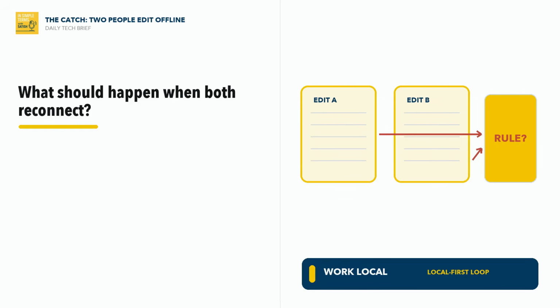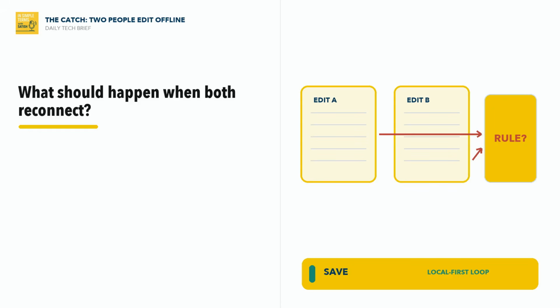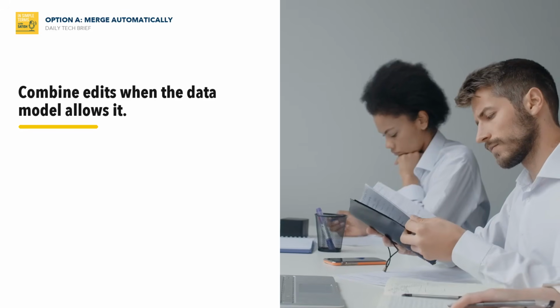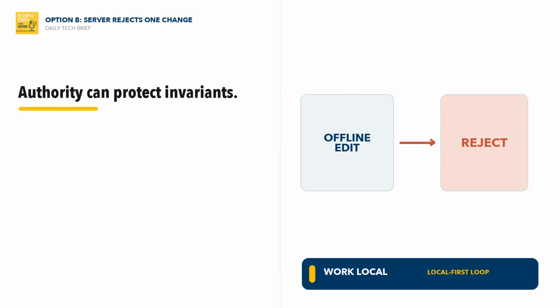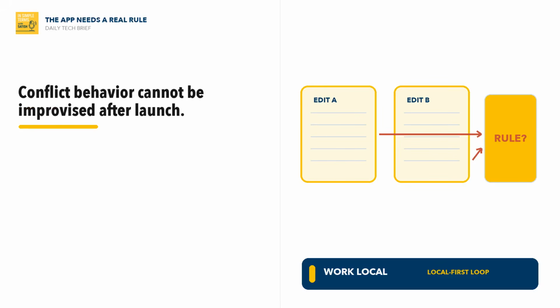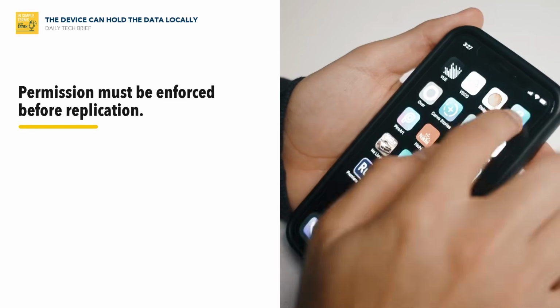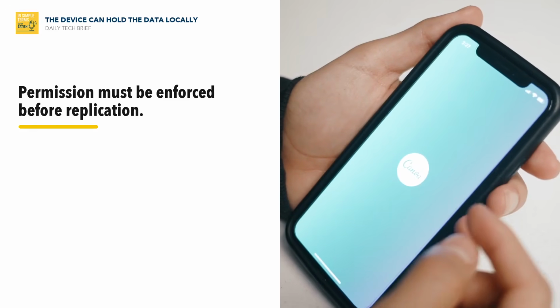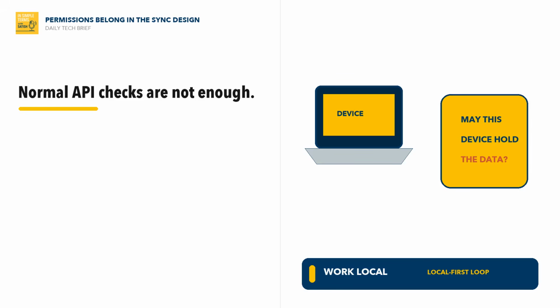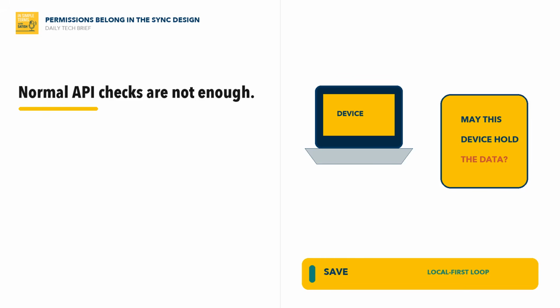Conflict resolution is the catch. If two people edit the same thing while offline, what happens when they reconnect? Sometimes the app can merge changes automatically. Sometimes the server should reject one change. Sometimes the user needs to decide, but the app needs a real rule. Another catch is authorization. If data is synced onto a device, that device can now hold it locally. So permissions must be part of the sync design, not only part of the normal API.